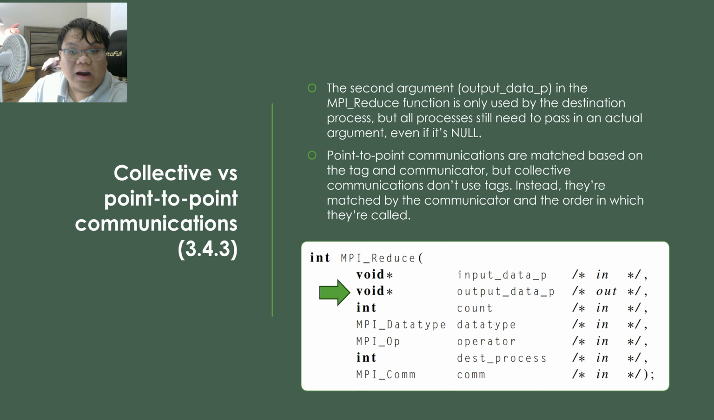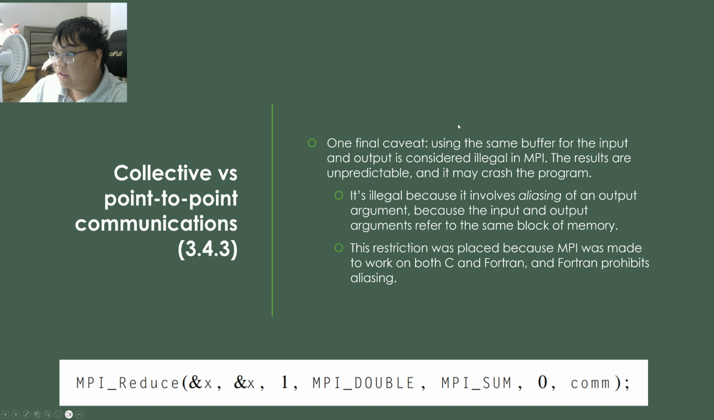Point-to-point communications are matched based on the tag and the communicator, but collective communications don't use tag. Instead, they are matched by the communicator and the order in which they're called. And one final caveat.